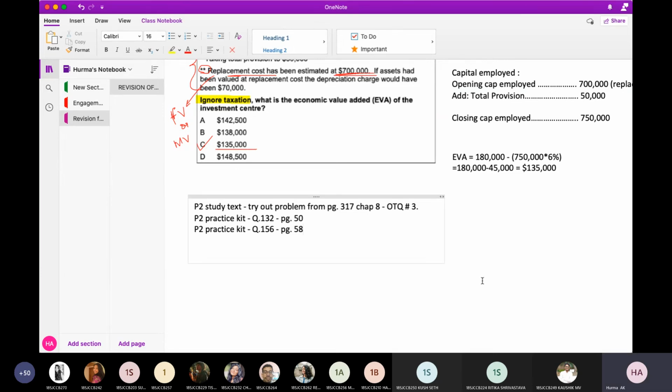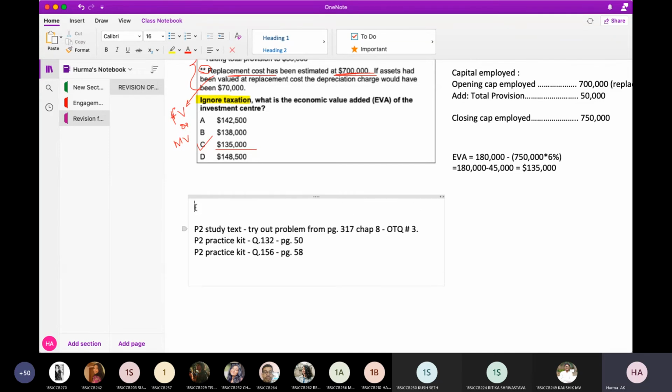So these three questions should be sufficient for you to understand the concept in more detail. Try to do these three questions at least, on your own, and check whether you have understood the concept. Next week, we will start revision on module number 3, and slowly then start revision on module number 4, as you requested yesterday. So for today, this is it.